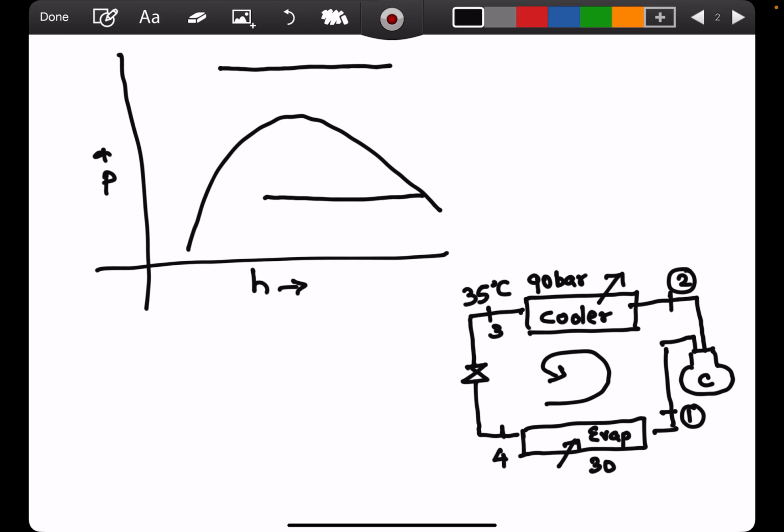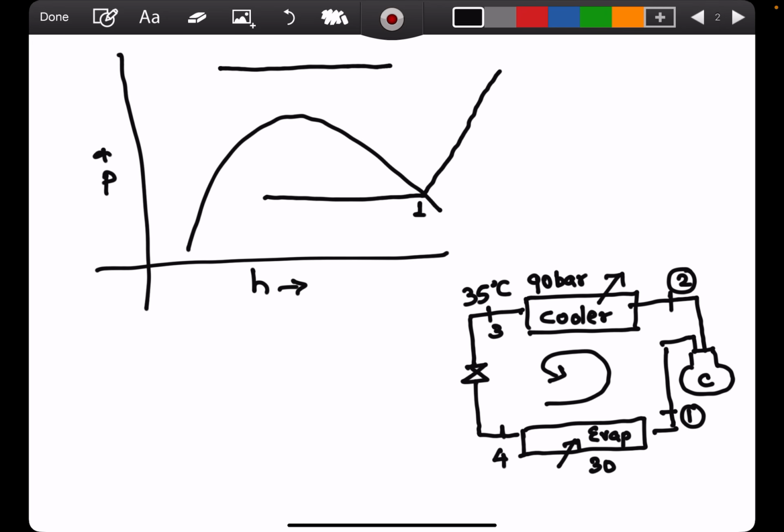Okay, now I want to locate 1. So locate 1, assuming that it is dry saturated. Whenever you are not given any condition at the outlet of the evaporator, we will have to assume that the outlet of the evaporator is dry saturated.